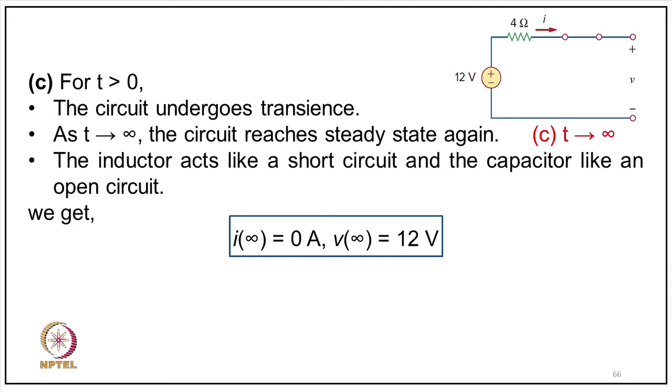Now, for t greater than 0, the circuit undergoes the transient, and at t equal to infinity the circuit reaches a steady state again. The inductor acts like a short circuit and the capacitor behaves like an open circuit, and we get I(infinity) equal to 0, and the capacitor will be charged to 12 volt.